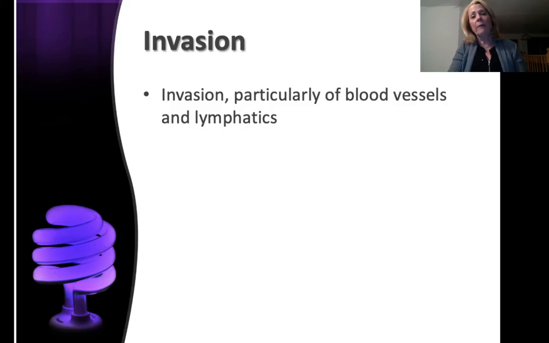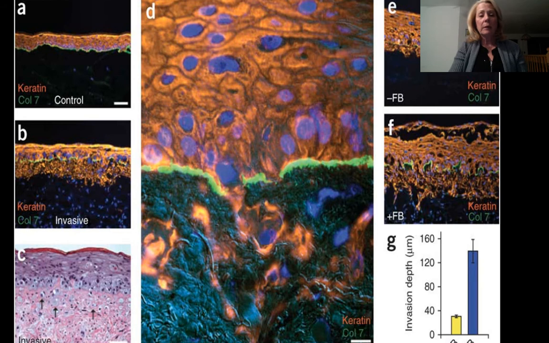Invasion, we talked about that, being able to get into blood vessels and into lymphatic vessels. This is normal keratin. And then you can see the keratin is starting to break through the basement membrane. And there's a really nice up-close picture of all of those cells being able to break through.